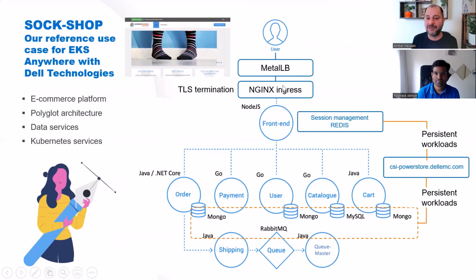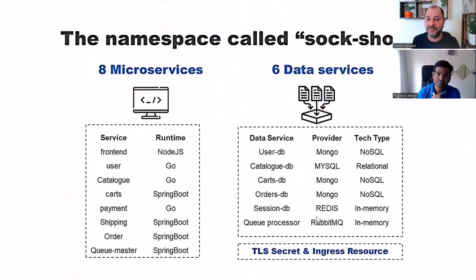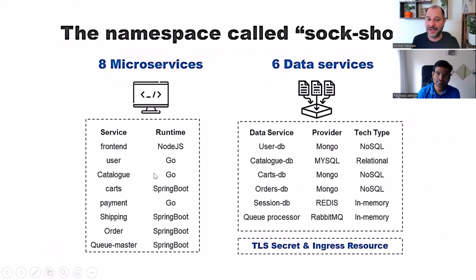Plus, on top of that, you have other things going on like ingress, MetalLB, software-defined load balancers, the CRDs for that, and whatnot, right? All this needs to be backed up. This is where the rubber meets the road, where you're talking about a complex microservices architecture, and this all runs within the namespace called SockShop, where you have 8 microservices, 6 data services persisted over the CSI of Dell PowerStore. Plus you have the TLS secrets, the ingress resources, and the other things, including the load balancer, the node drivers for CSI and whatnot.